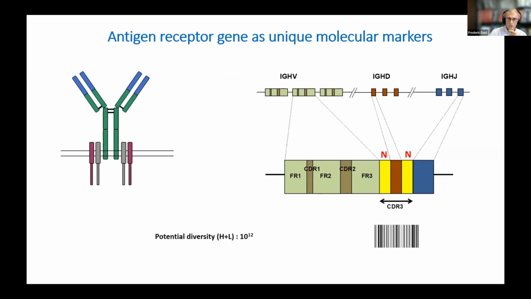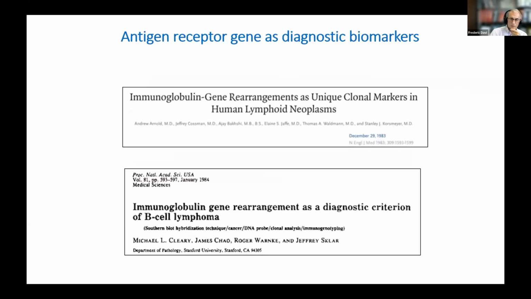And I don't need to explain to this audience why, but with a huge potential diversity, each cell has its own arrangement, and it's really the molecular identity of a cell. And to go back in history, that was the idea 40 years ago now to use this as diagnostic biomarkers. And shortly after the discovery of the VDJ recombination, that was used for diagnostic of lymphoma.